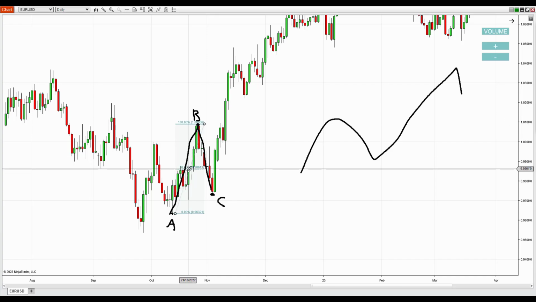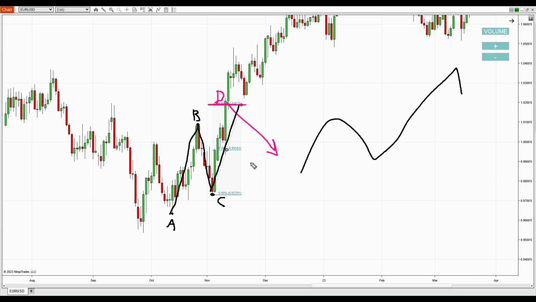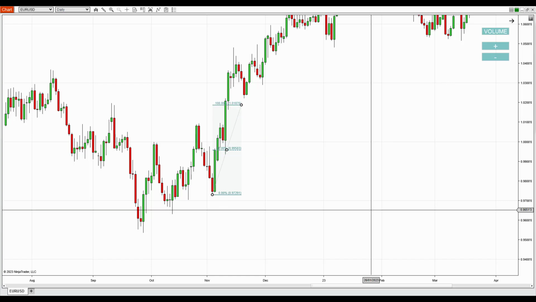Next thing you do is you take the Fibo, make it start at the point C, and short should be from here. In this case, losing trade. In this case, it didn't work. But this is how the pattern should look like. Now, let's go to the next one.